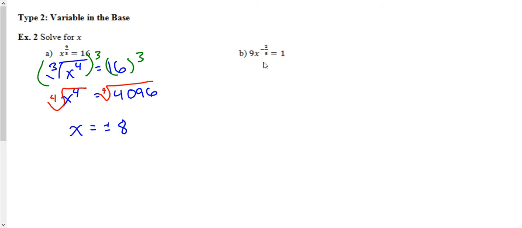On example B here, we're going to do the exact same thing, but the first thing I want to do is get rid of that 9. And I'm going to do that by dividing both sides by 9. From here, rewrite that as a radical. And I'm going to switch this to 1 over x squared to get rid of that exponent as well, or that negative 1 exponent.